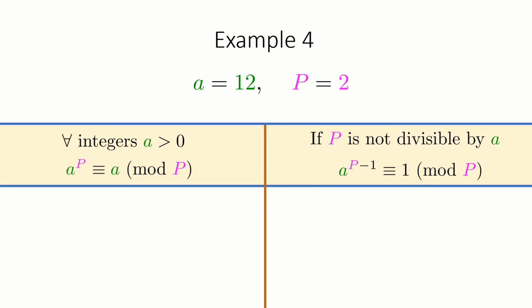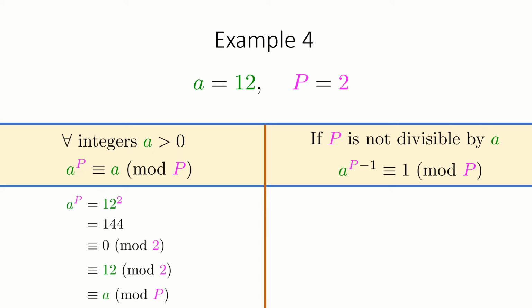A raised to the power p is equal to 12 squared, which is equal to 144, and 144 is congruent to 0 as well as congruent to all multiples of 2. Therefore, 144 is also congruent to 12 modulo 2. The first variant of Fermat's theorem always remains true regardless of whether a is greater than or less than p, or a is or is not divisible by p. Let us try the second variant.